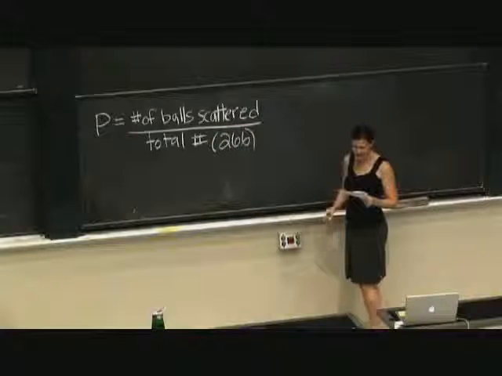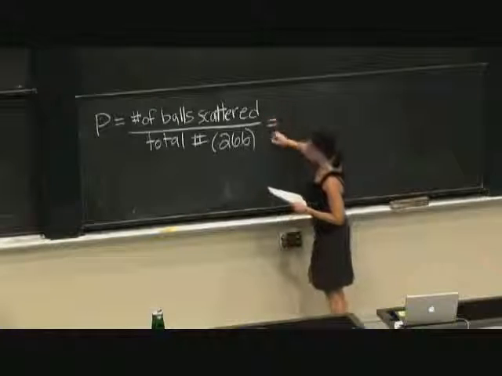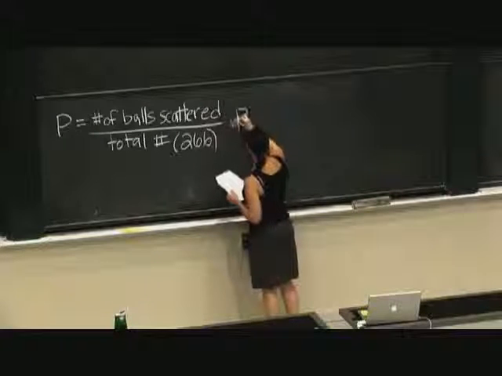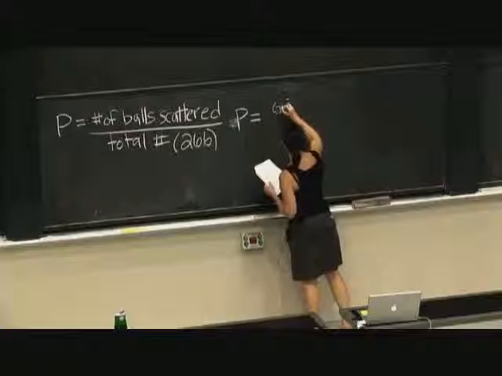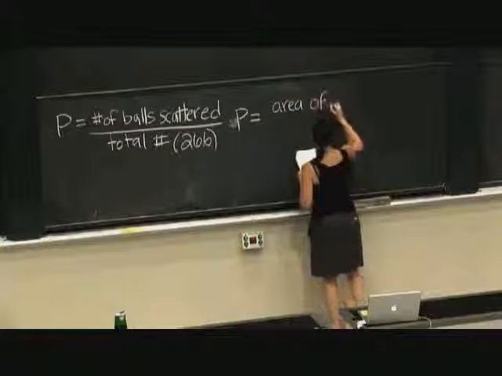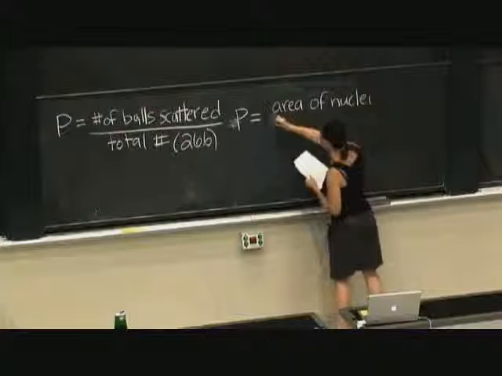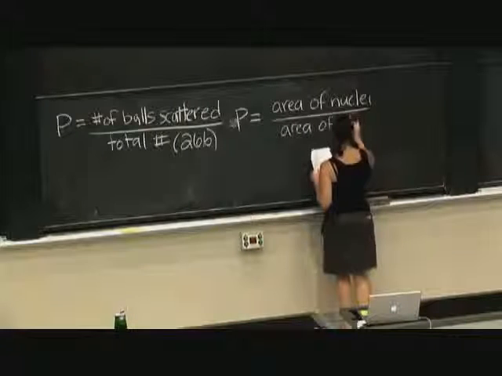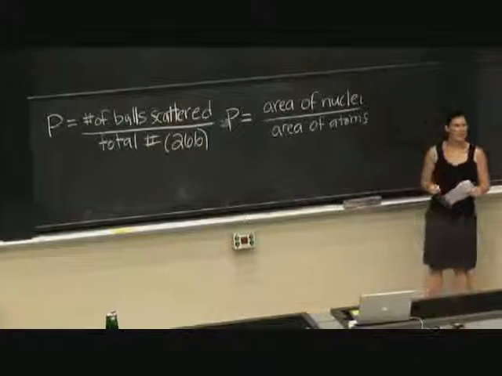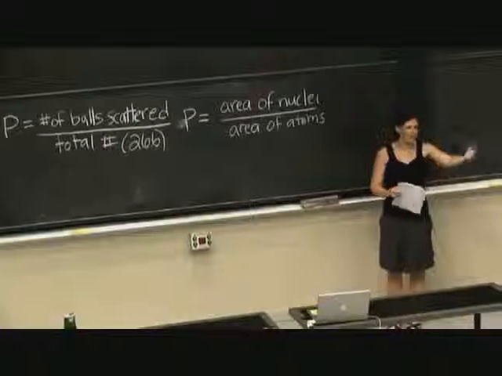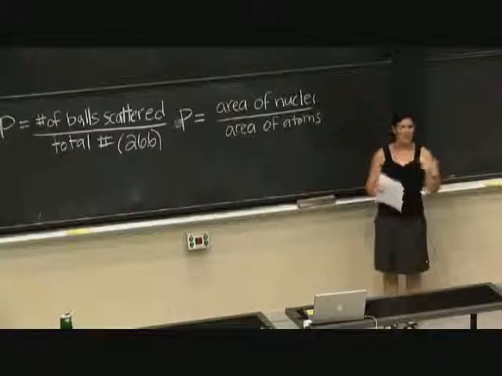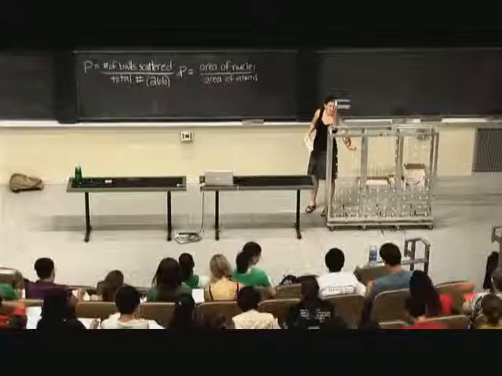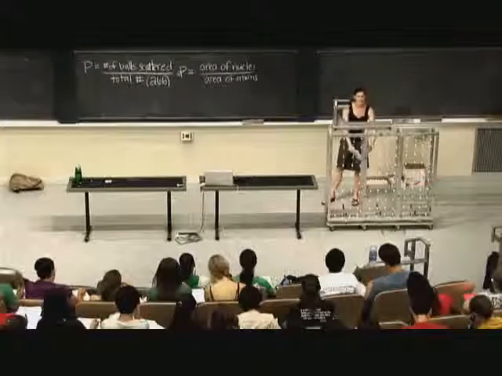So we have the probability here. In terms of the number of balls scattered over the total, we can also relate the probability to the area of all of those nuclei divided by the total area that the atoms take up. This makes a lot of sense because if the entire atom was made up of nuclei, then we would have a 100% probability of hitting one of these nuclei and having things bounce back. So here we have the area of the nuclei, adding those all together, versus the space of all of the atoms put together.